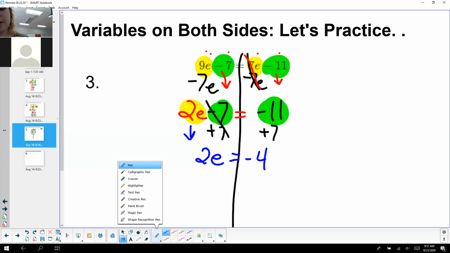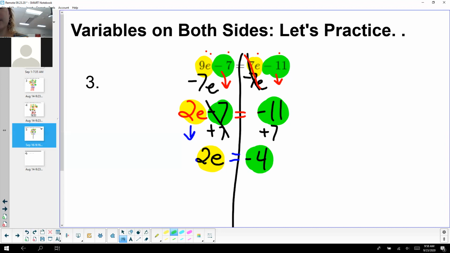All right, we are finally at the point where we've got variables on one side and constants on the other. So once we've reached this point, we can go ahead and solve for our missing variable. I know that 2e is the same thing as 2 times e. So to undo that multiplication between the two, I'm going to go ahead and divide both sides by 2. So 2 divided by 2 cancels. I'm left with e by itself. -4 divided by 2 is going to give me -2.